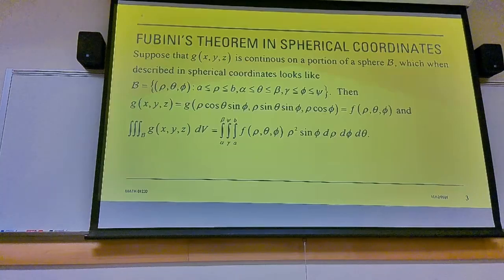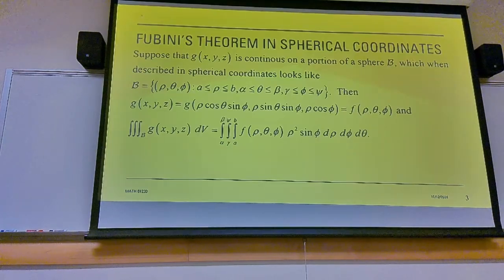Continuous on a portion of a sphere, described by A less than or equal to rho less than or equal to B, alpha less than or equal to theta less than or equal to beta, gamma less than or equal to phi less than or equal to psi. Remember your conversions? g of x, y, z is g of rho cosine theta sine phi, rho sine theta sine phi, rho cosine phi. Call that f of rho, theta, phi.